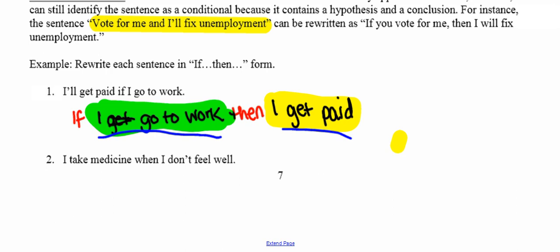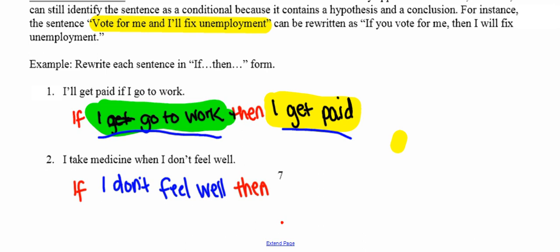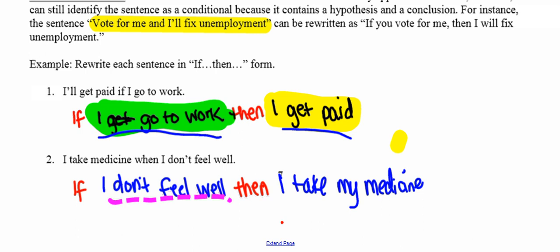Number 2 says, I take medicine when I don't feel well. Well, again, what I'm really saying here is if I don't feel well, then as a result of that, I take my medicine. So the hypothesis here is that I don't feel well, and what happens as a result of the hypothesis, the conclusion, is that I take my medicine.